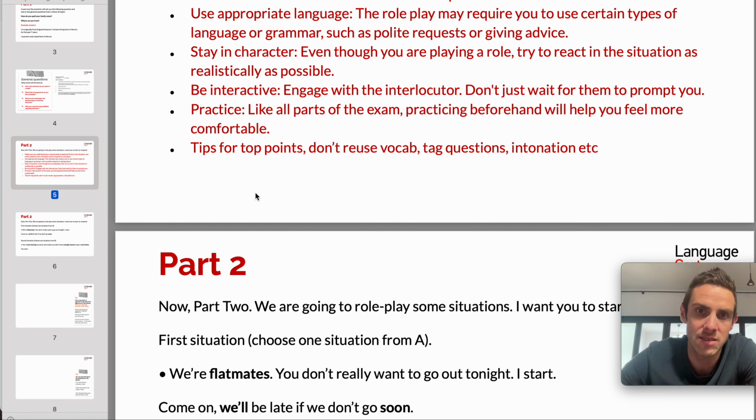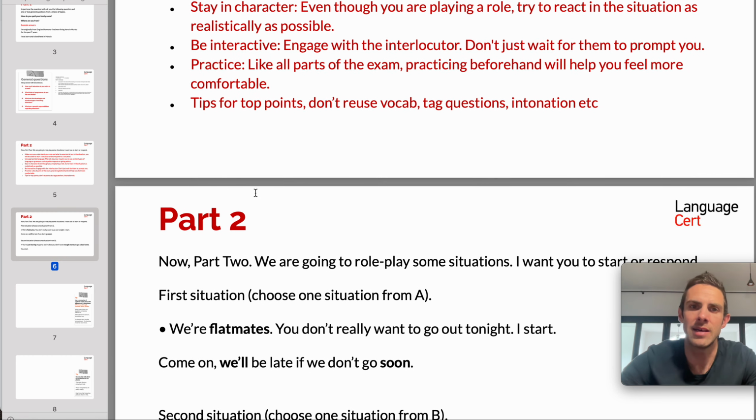How do we practice? Well, in the classroom. Set up role play examples with some of your friends, etc. Get some past papers from the LanguageCert website and look at some of the past papers and the role plays that come up for your level.